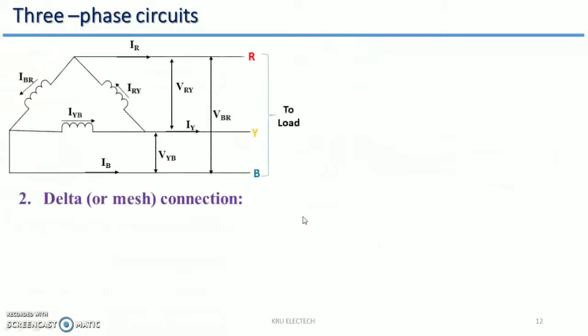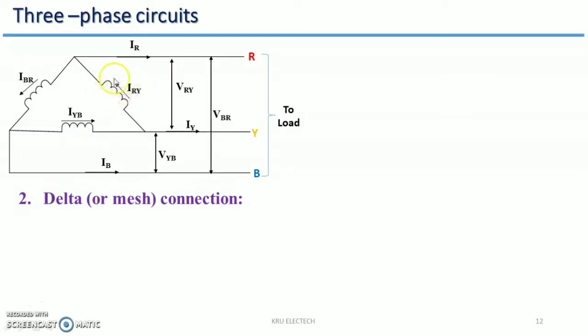Let us see the delta connection. What is in delta connection? In case of star, the phase current and line current are both the same, but the phase voltage and the line voltage are different. So this is the reverse of the star.